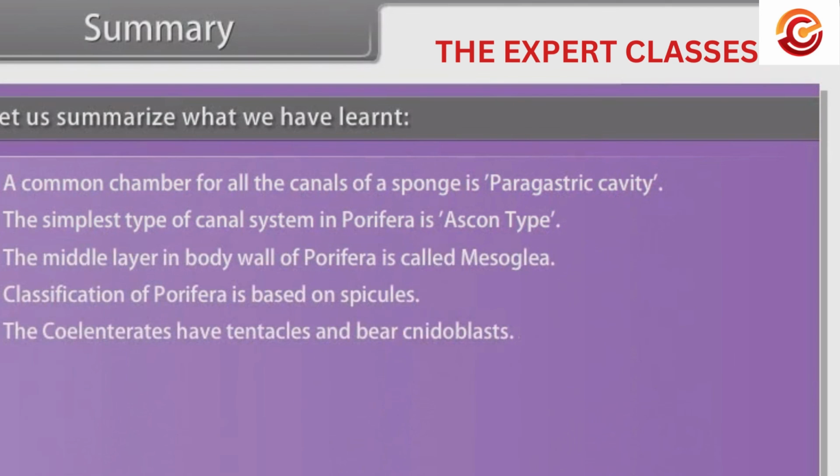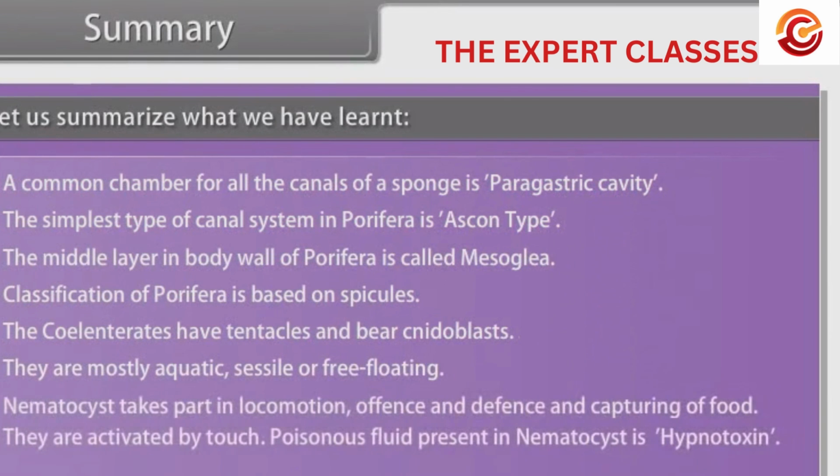The coelenterates have tentacles and bear cnidoblasts. They are mostly aquatic, sessile and free-floating. Nematocyst takes part in locomotion, offense and defense, and capturing of food. They are activated by touch. Poisonous fluid present in nematocyst is hypnotoxin. In the nematocyst of Hydra, ejection occurs in response to contact and pierces the prey.